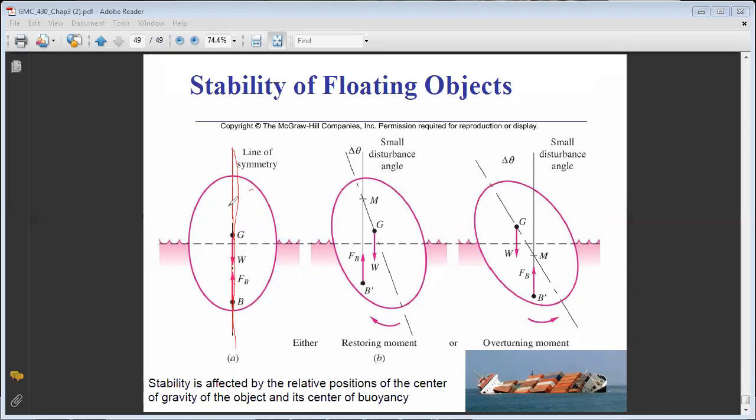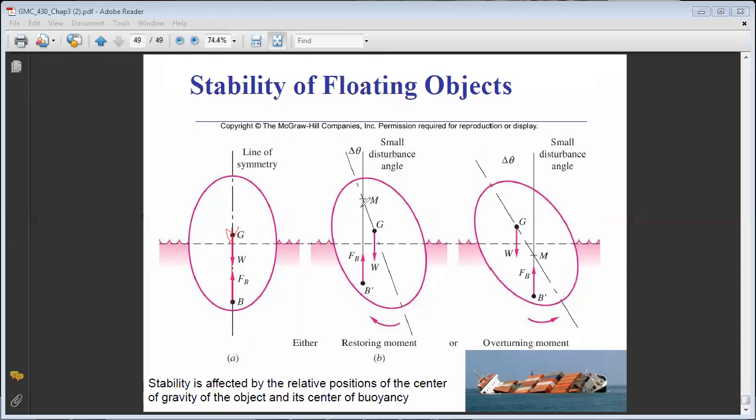So if my structure is to be stable, I should always be able to get the sum of moments about G equal to 0. When it is just in this straight position, this is satisfied because both the buoyancy force and the weight will pass by G, so I don't have any problem.